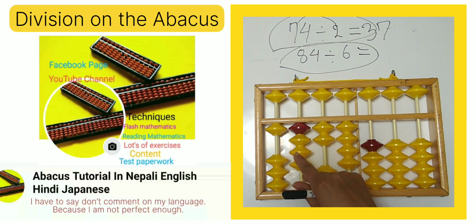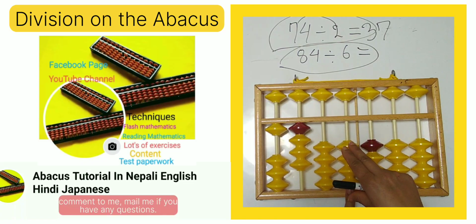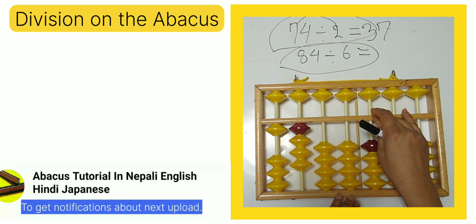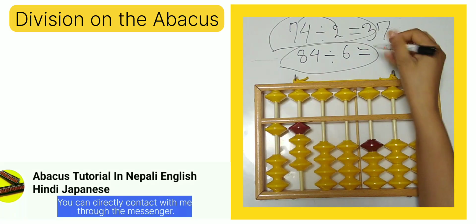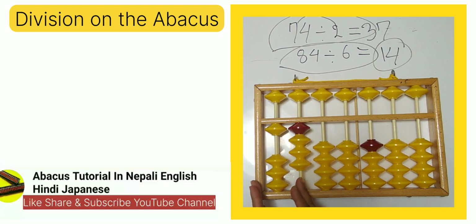4. Okay, 6 4s are 24. Reduce that 24. The dividend is finished. Your answer is 14. Look, your answer is finished on the marked rod.